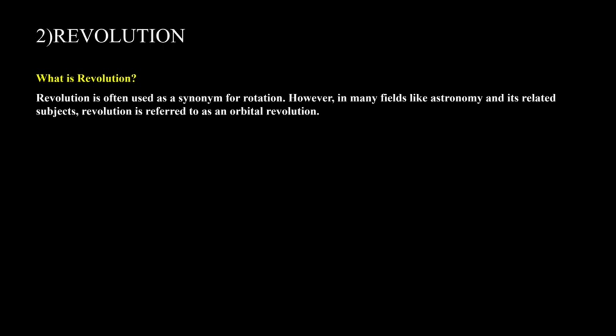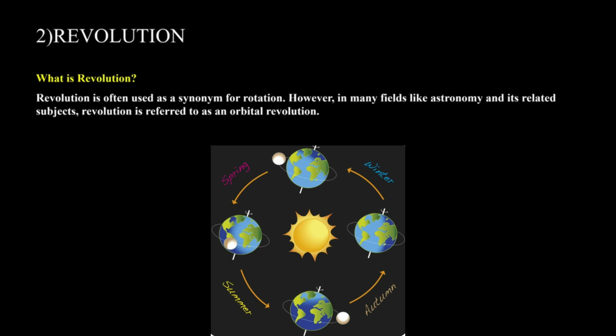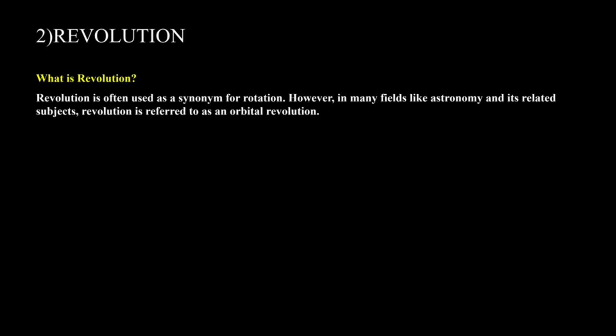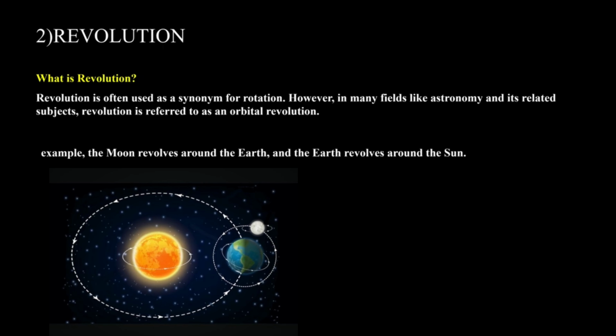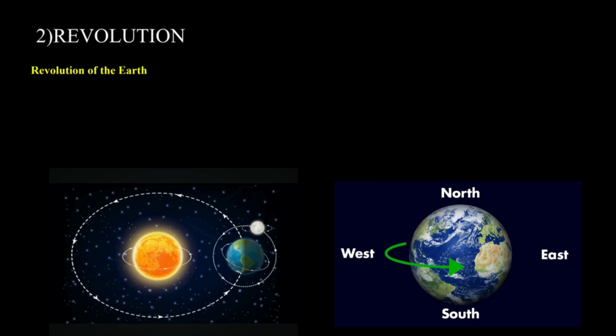Revolution is often used as a synonym for rotation. However, in many fields like astronomy and related subjects, revolution is referred to as an orbital revolution. It is used when one body moves around another, while rotation means moving around the axis. For example, the moon revolves around the earth and the earth revolves around the sun.